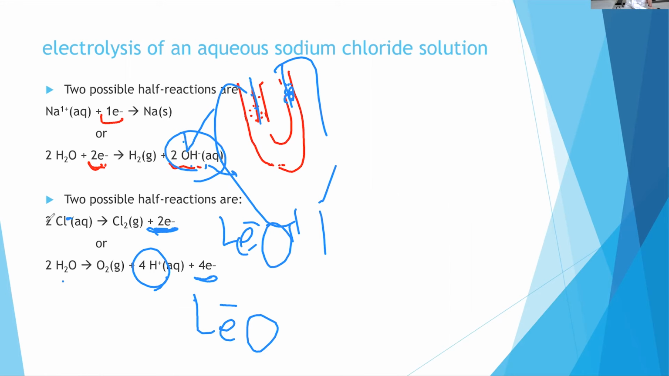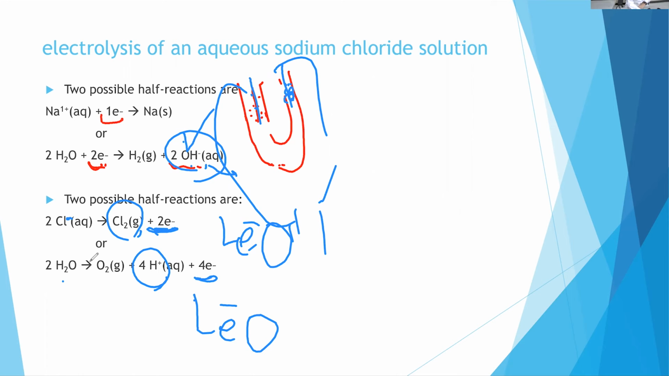Chloride ion, there's a negative charge here. If it loses electron, it would change to chlorine gas. So I'm looking for evidence of chlorine gas. What is the evidence for chlorine gas? Lab manual covers that. Yellow color or smell of the chlorine.